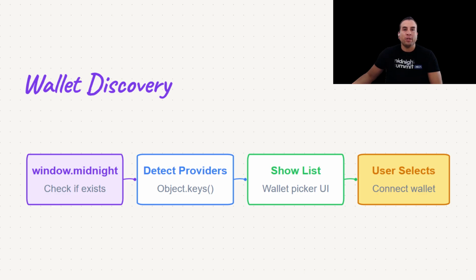Step 3. Show a wallet picker user interface so the users can choose. Step 4. The user selects a wallet and you proceed to connection. That's it. No wallet specific code, no conditional logic. The CAIP standard means discovery is universal.